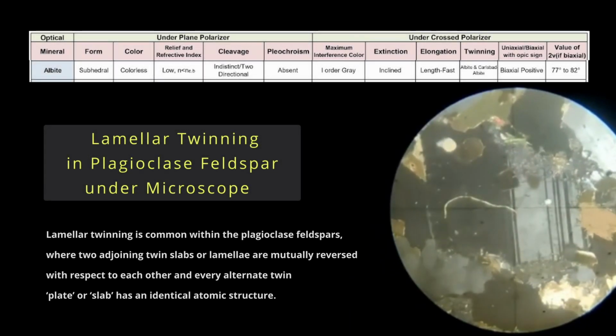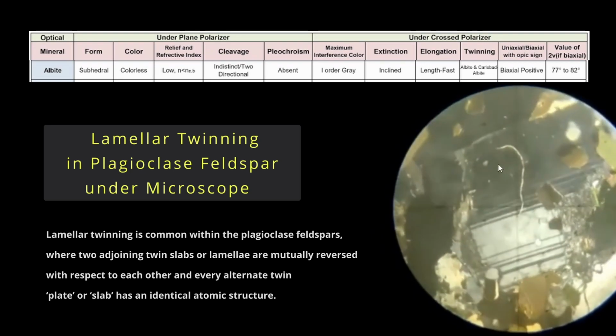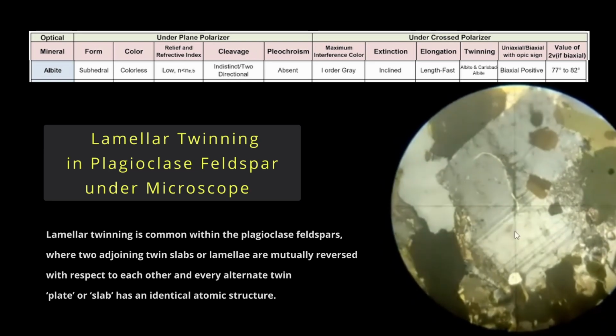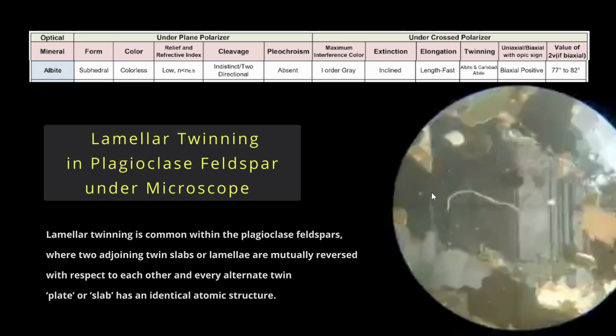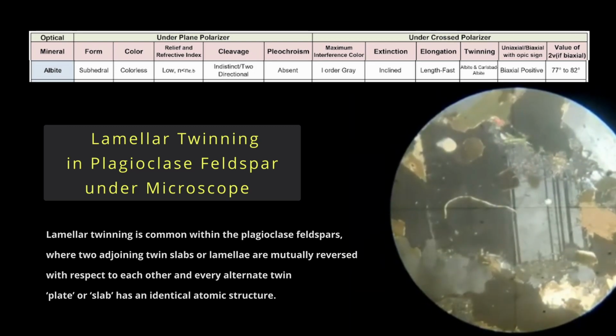If you observe albite under microscope, you can see lamellar twinning or albite twinning, which is a special property of Plagioclase Feldspar. Twinning will help you to identify feldspar under microscope.